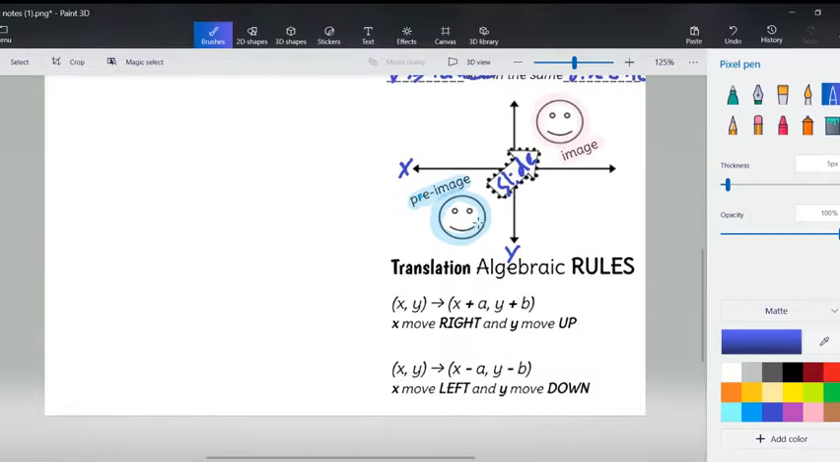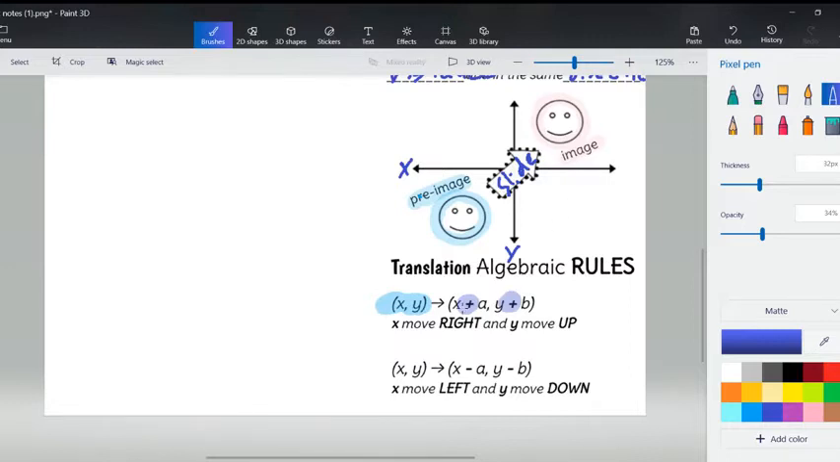Okay, so the pre-image will just be this part right here. How much it's sliding by would be whatever you're adding.